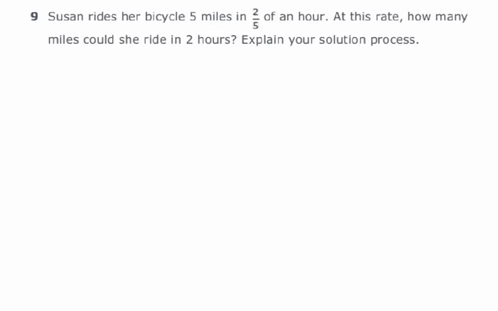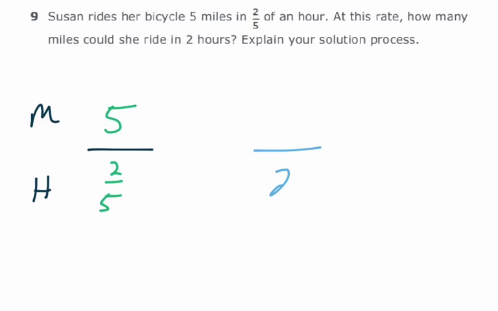Well, the first thing we want to do is write this as a rate. So with miles on top and hours, time, on the bottom, I'm going to create a rate that looks like a fraction. So we know she goes 5 miles, and it takes her 2/5 of an hour to go 5 miles. Now, they want us to answer, for 2 hours, how far could she go? If she goes for 2 hours, how far will she go?